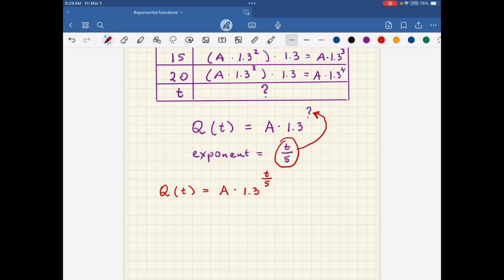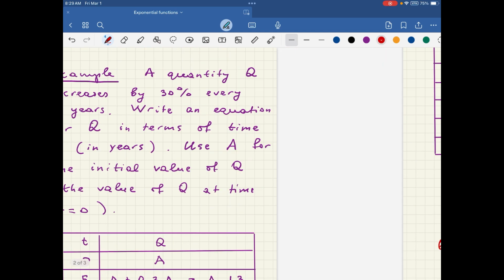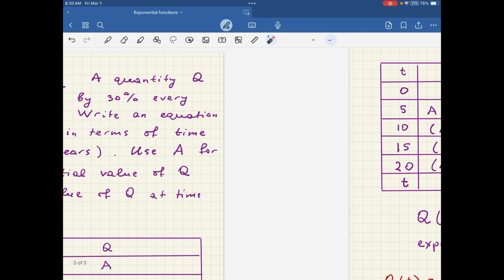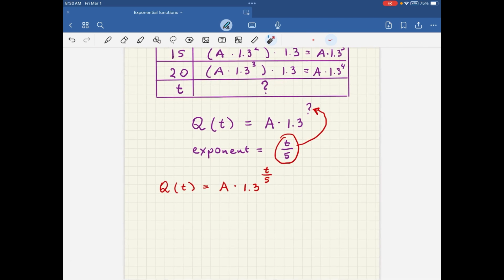Well, in fact, you might object a little here, because if we go back to that definition, you might say that in the definition of an exponential function, the exponent has to be just x, just the variable. Here we're using t as our variable instead of x. That's not a big problem. We can use any letter. But perhaps you might say, well, the exponent here is t divided by 5 and not just t. So is this an exponential function?